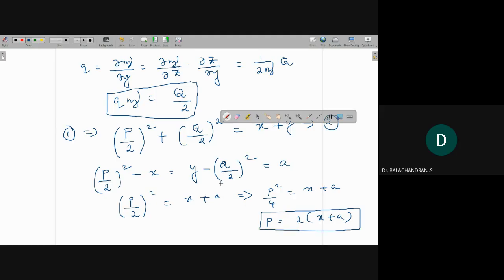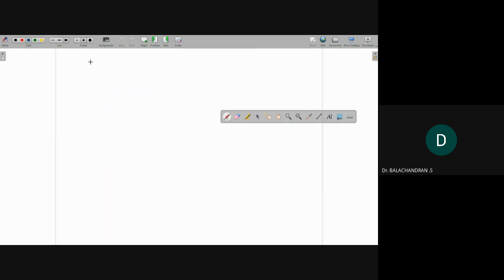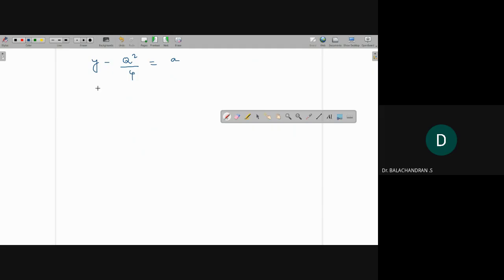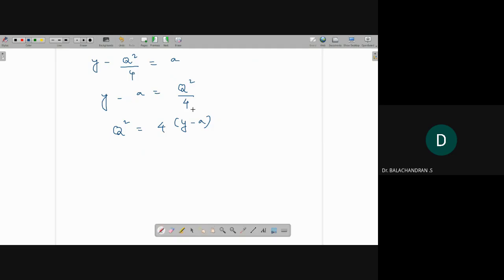Similarly, if I equate these two, what is this? y minus a is equal to q square by 4. Q square by 4 is equal to what? So from this, y minus a is equal to q square by 4. So q square is equal to 4 into y minus a. This implies q is equal to plus or minus, I'll take the positive value.